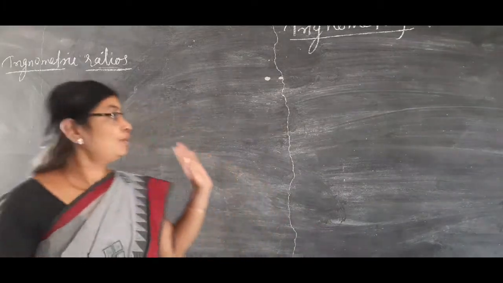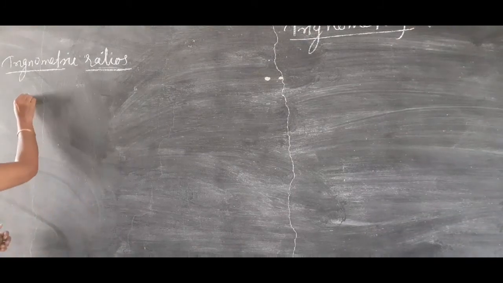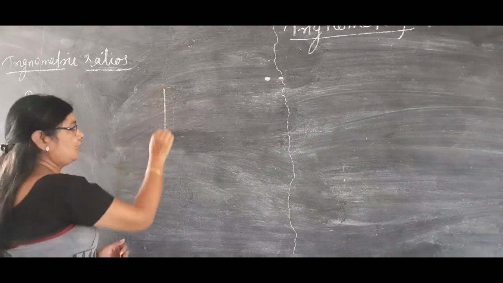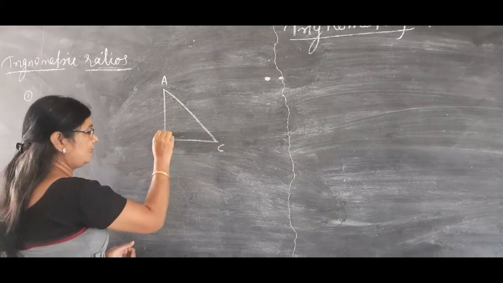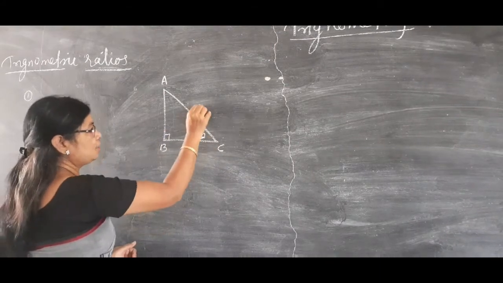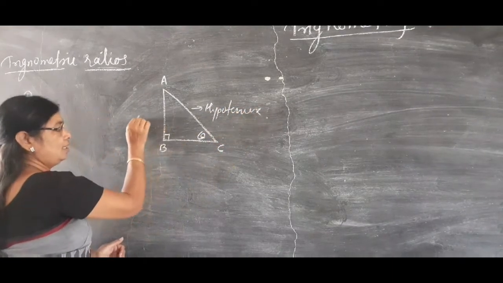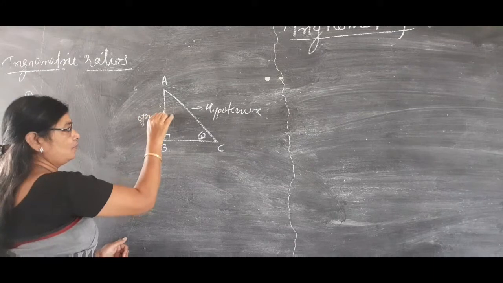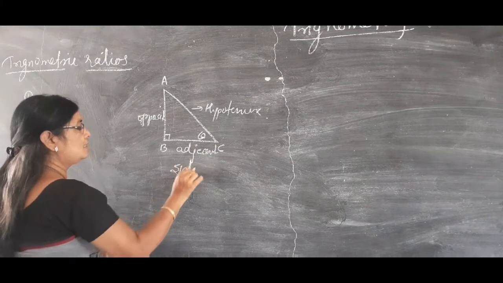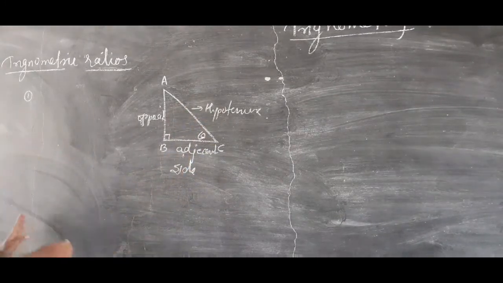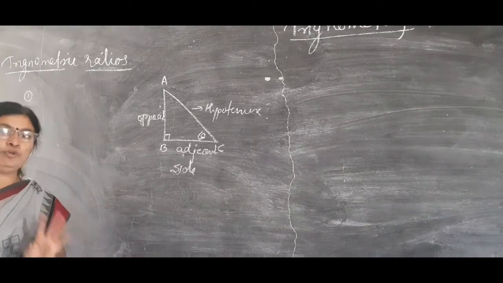Now let's start the next topic, trigonometric ratios, which is most important. What is the first trigonometric ratio? Now if triangle ABC is given, B is the right angle, C is theta. This is your hypotenuse. Which is the side opposite to theta? AB. It is the opposite side, and this is the adjacent side. The side opposite to 90 is the hypotenuse. Now there are 6 trigonometric ratios: sin, cos, tan, sec, cosec and cot.